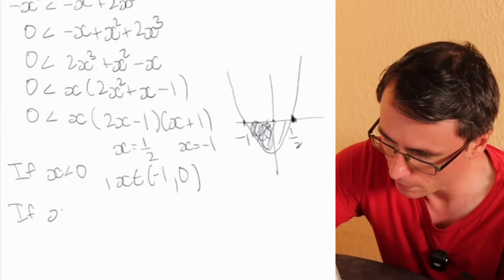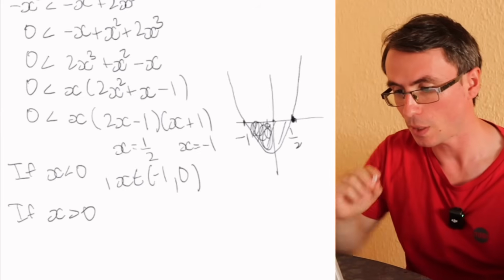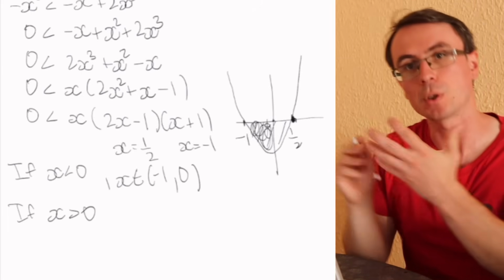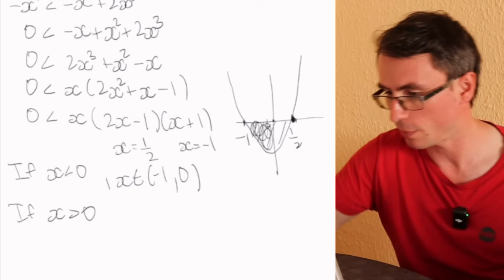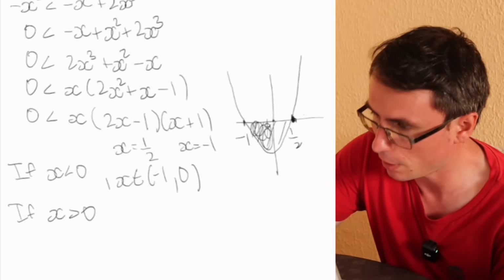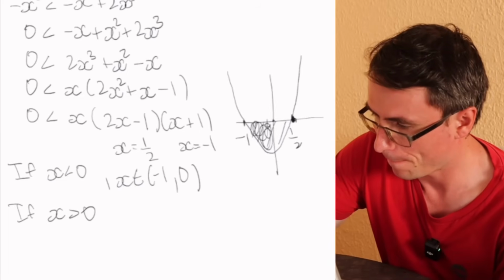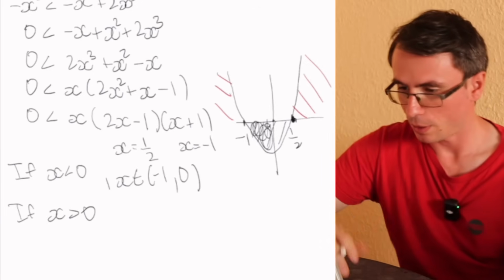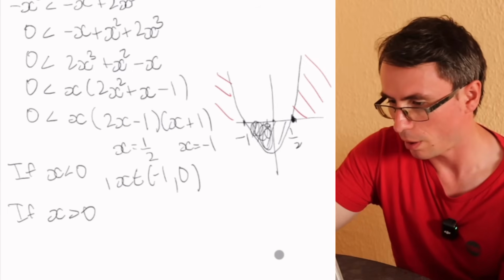So if x is greater than 0, then we'll also need the quadratic to be positive as well. In other words, we're going to be looking at these regions over here. Now, we can sort of forget about this one. Why is that?